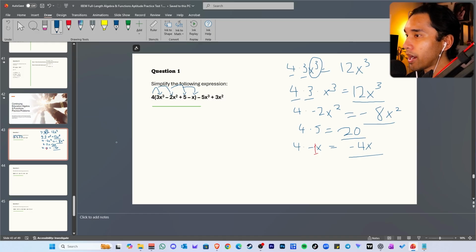And how I would write it is in order, with the largest exponent in the front, and then it just decreases all the way to the term with no variable tagged along to it. So I would write it 12x cubed minus 8x squared minus 4x plus 20. And now we distributed the coefficient inside the parentheses.